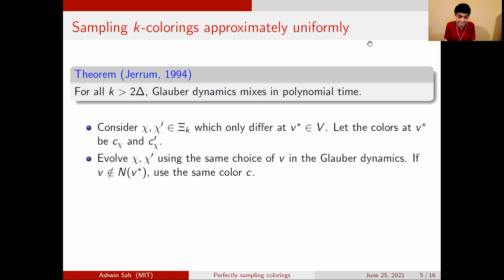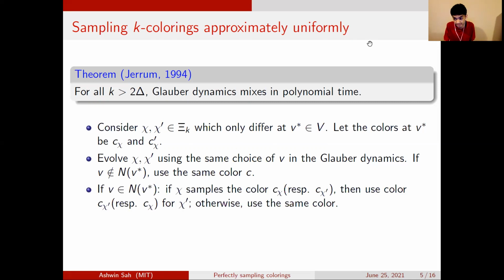So first off, if v is not in the neighborhood of v star, we do the same thing as before. Choose a uniform color, update. However, if we have a neighborhood vertex, then we couple the colors in a slightly different way. We mostly use the same color, but if chi samples the color c sub chi, then we make sure to use c sub chi prime for chi prime's update. And similarly, if chi samples c chi prime, then we make sure to use c chi for chi. And that keeps the fact that marginally on a single coloring, we're performing a Glauber update.